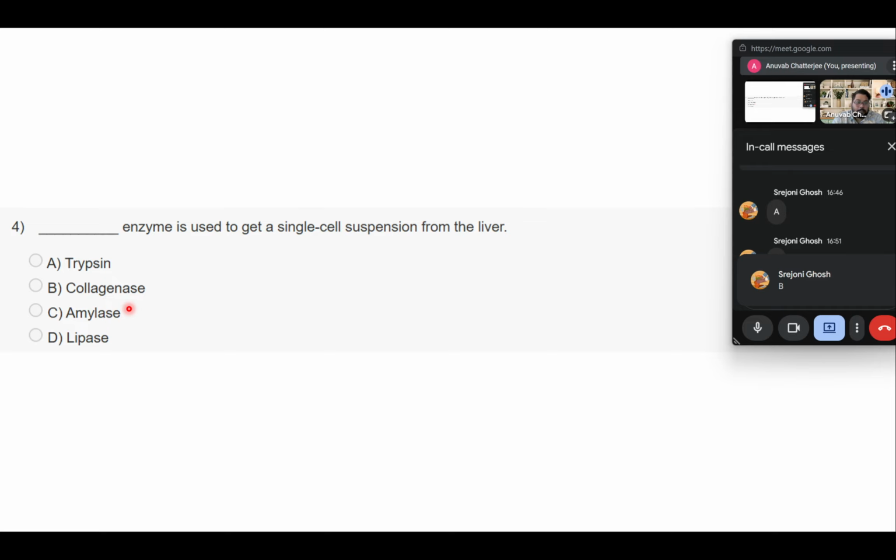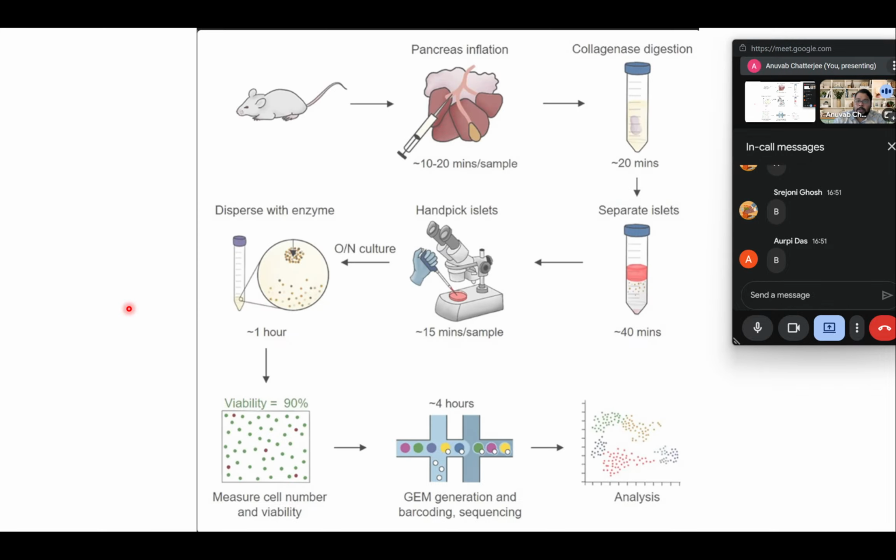Srijani says it is B, collagenase. Anyone else? Oropi also says it is B, collagenase. So let us look at it.